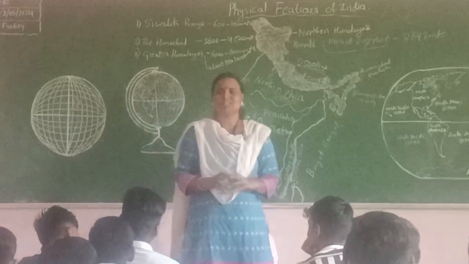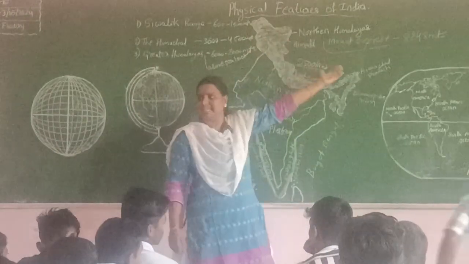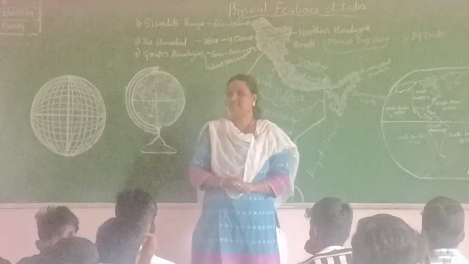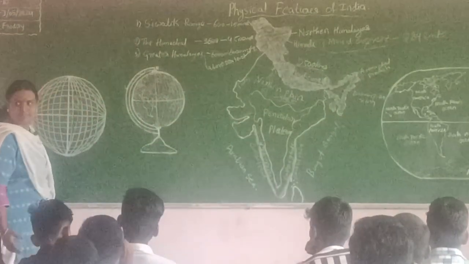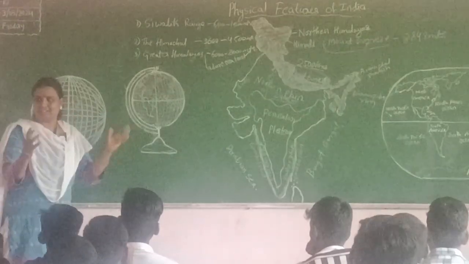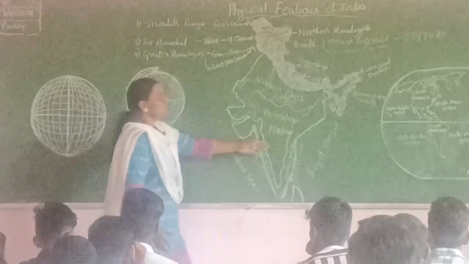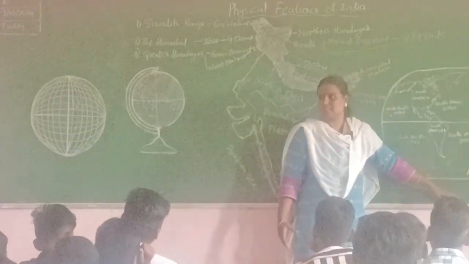Friends, today we are going to learn about the physical features of India. Here we are seeing first a globe. Yes, it is a globe, and this one is our globe map. And here we have drawn the full map of the globe, the Earth map.